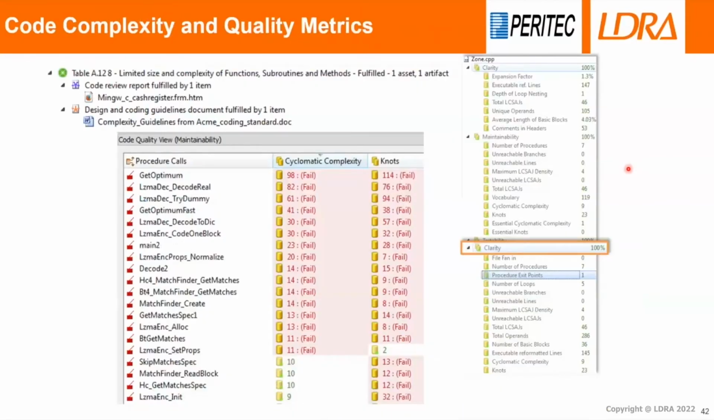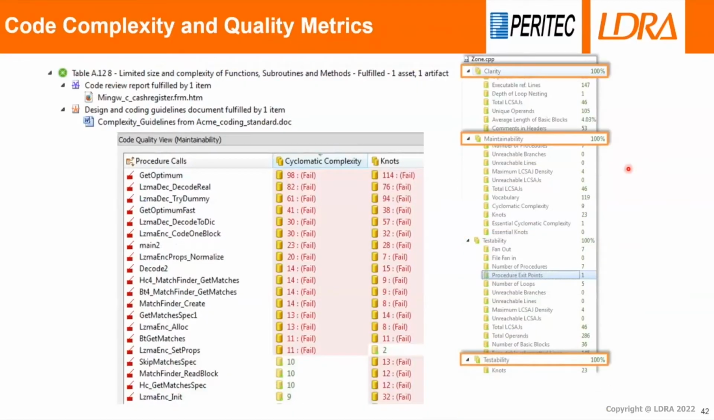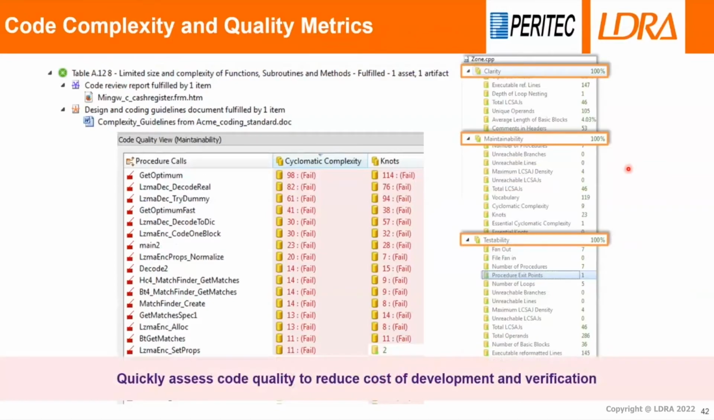Similarly, cyclomatic complexity and quality metrics are available in the tool, and you need to make sure that with some of these software quality metrics, you are able to measure the quality of your software and show it as evidence.